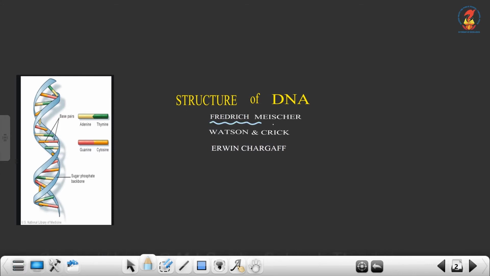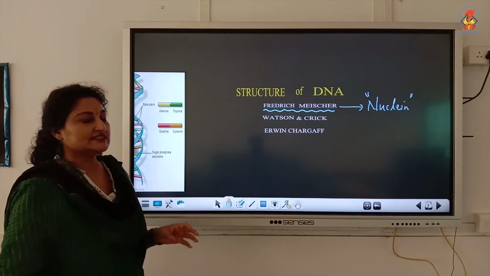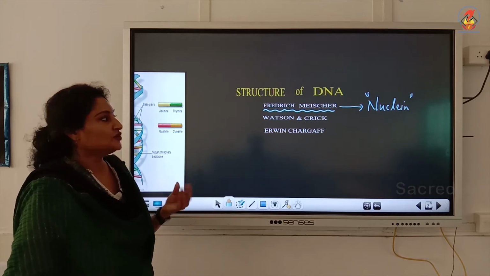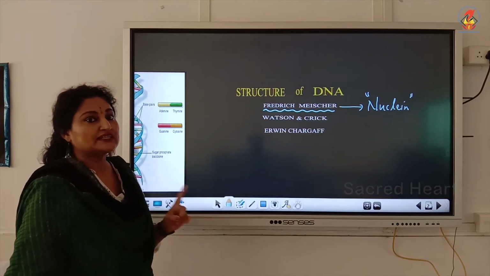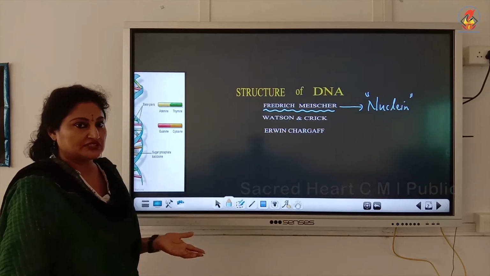DNA was first identified by Frederick Miescher and he named it nuclein because it was found in the nucleus. He identified it as an acidic substance inside the nucleus and gave it the name nuclein. He just identified it, but he could not isolate it because of technical limitations at that time.